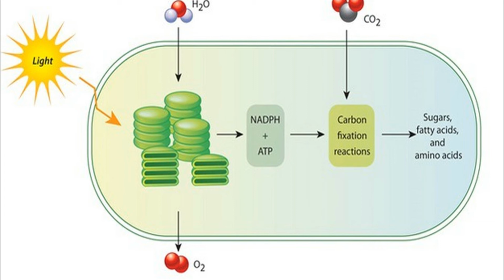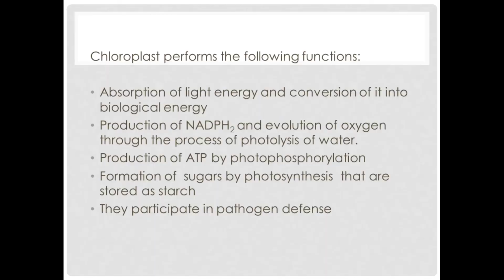Function number 3 is the production of ATP by photophosphorylation. Function number 4 is the formation of sugars by photosynthesis that are stored as starch. Next function is they participate in pathogen defense. And the last function is they contain chlorophyll.